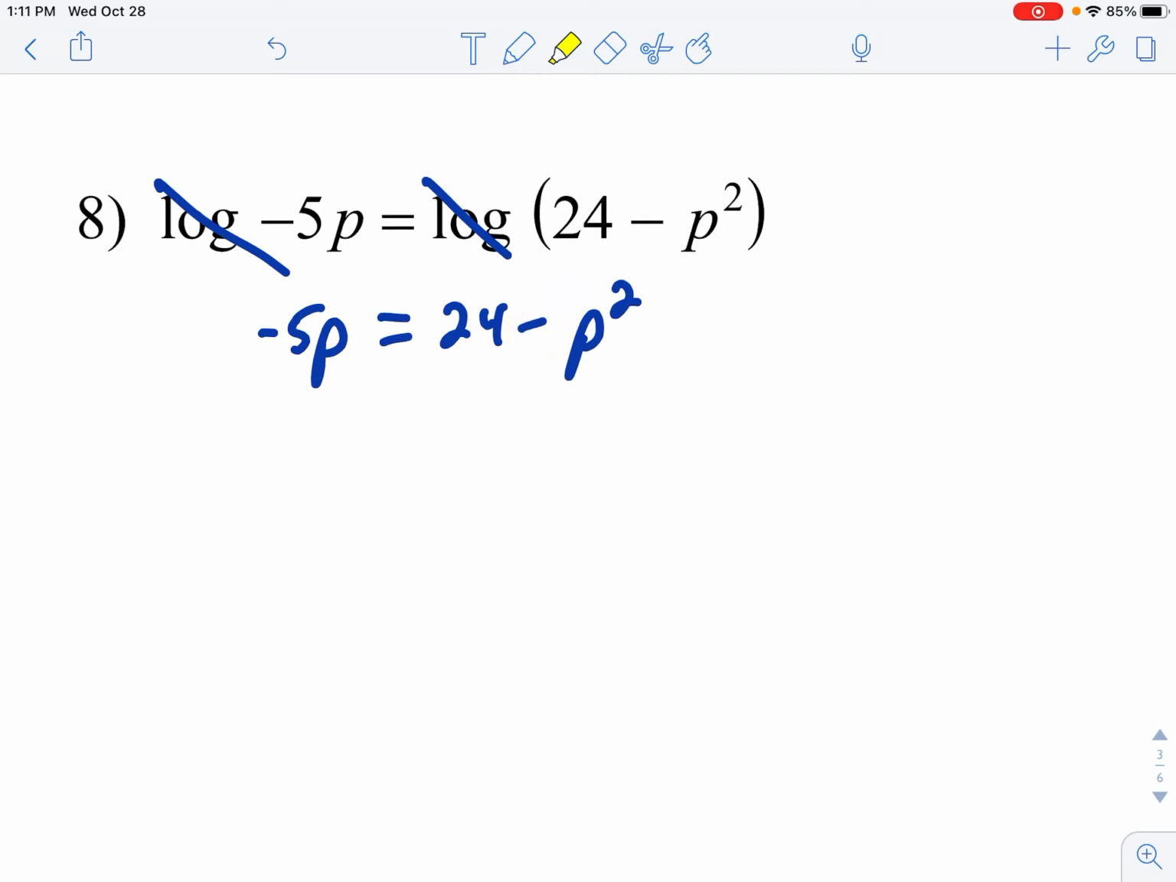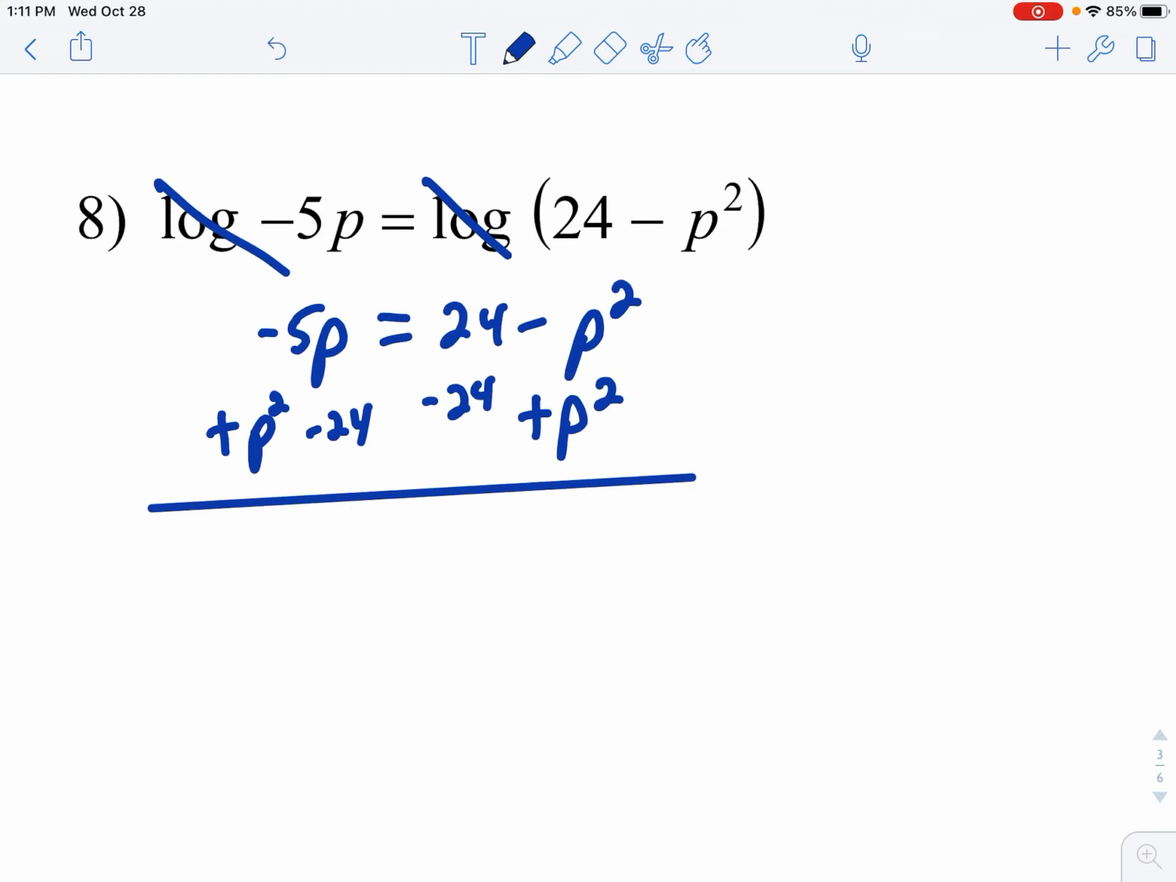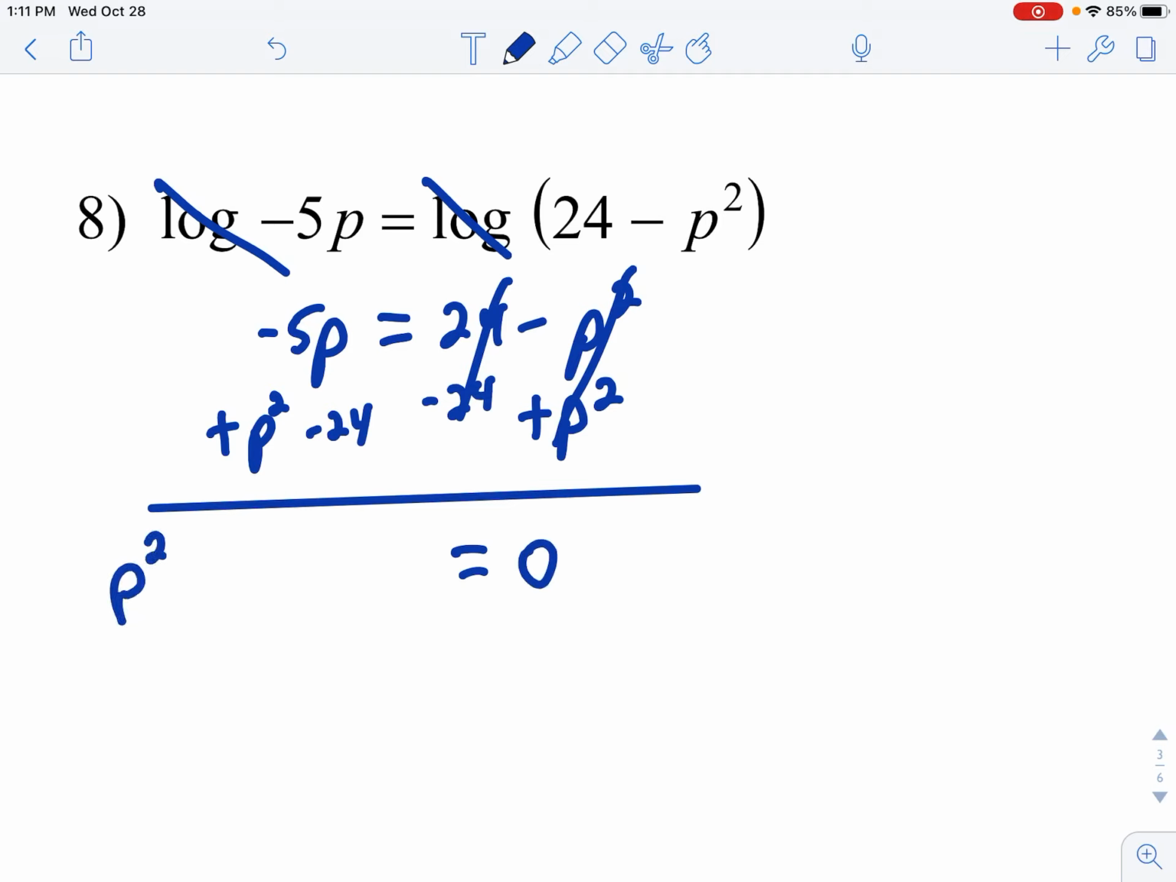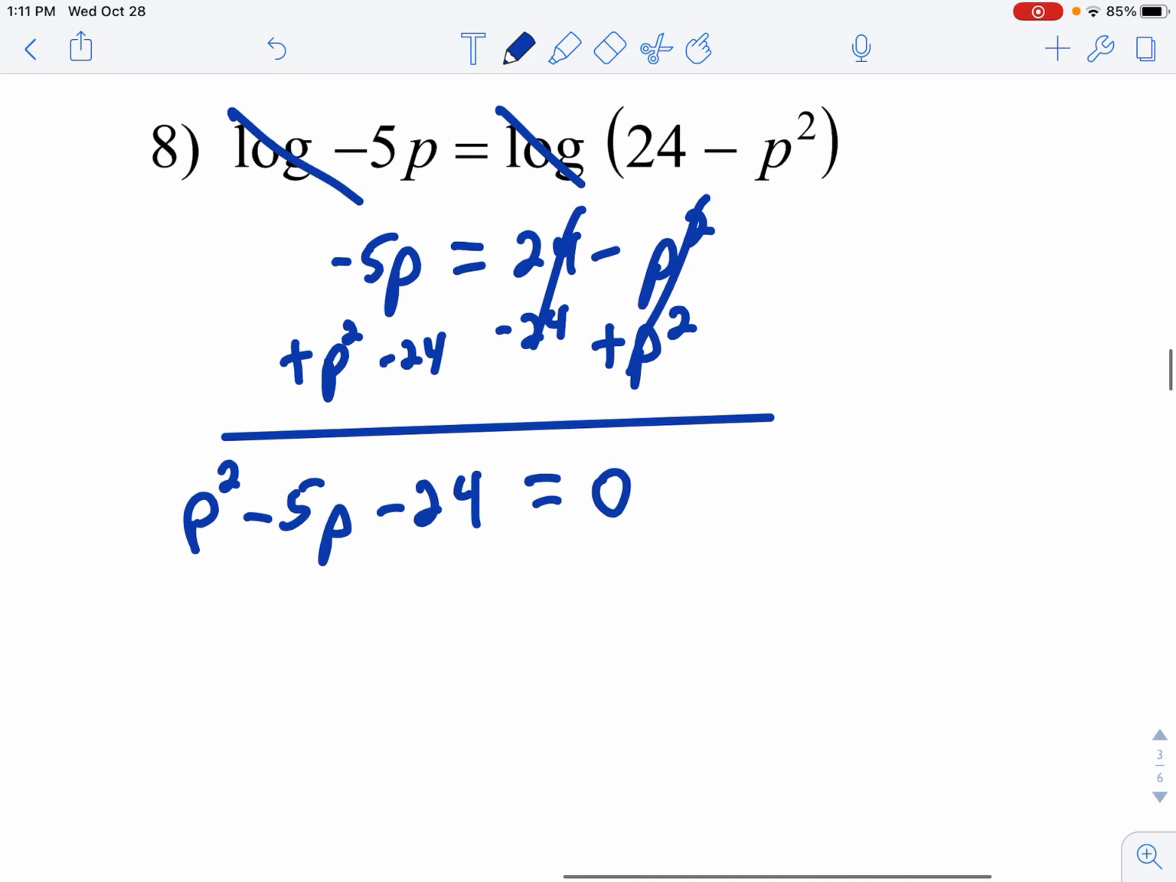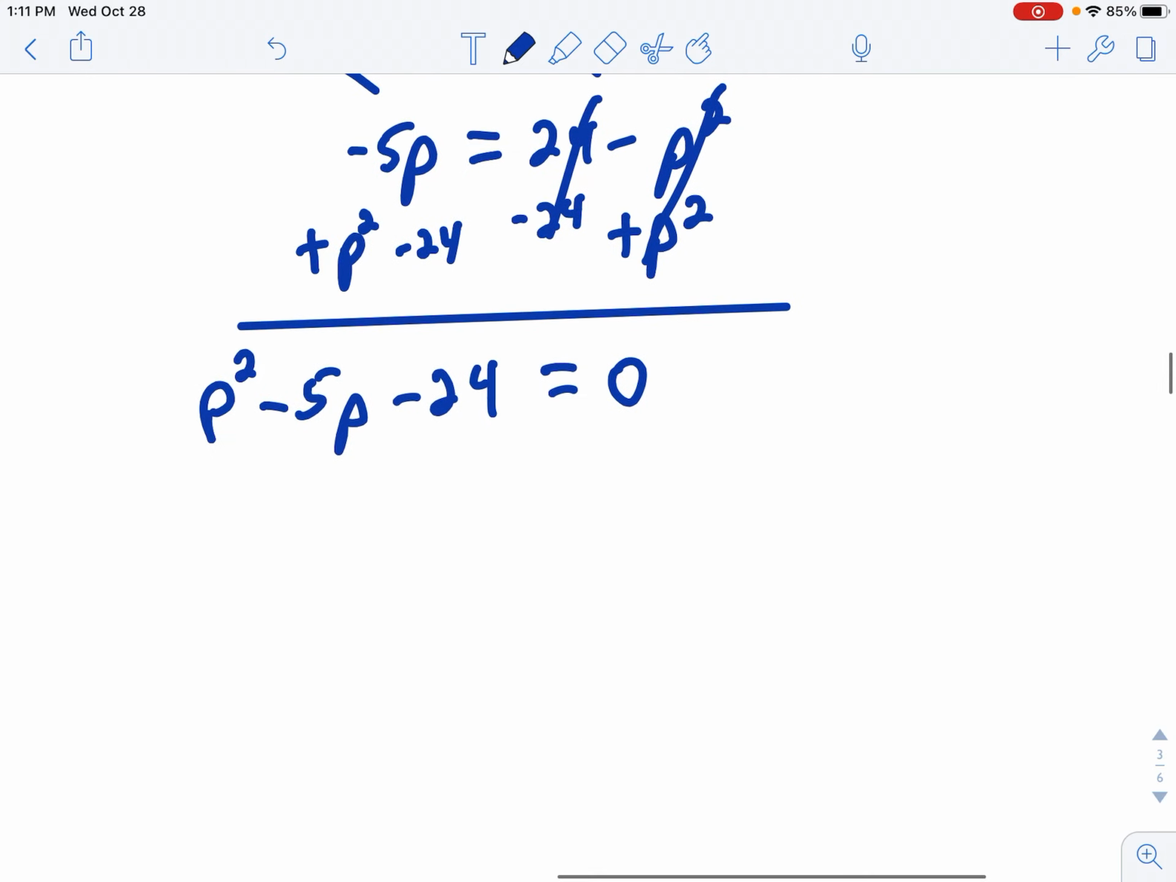So I'm going to add p squared. My gosh, I've got to keep track of what I'm doing. Add p squared to both sides, and just to make it streamlined, I'm going to minus 24 also. Hope this isn't too sloppy of a way to do it. So these cross out, I get equals 0. On the other side, I get p squared, which is positive, minus 5p minus 24. So there, I kind of combined some steps together.